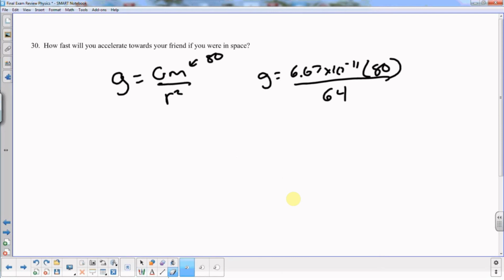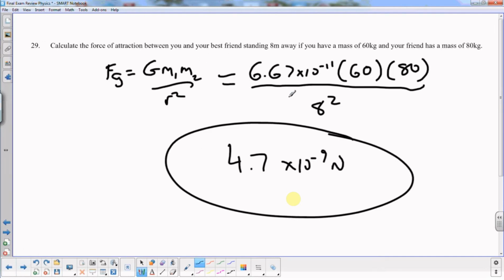Let's try that again. 8.3 times 10 to the negative 11. Just want to make sure of one thing. This 6.67 times 10 to the negative 11 times 60. Yep. So that's all good. Okay. So I'll put a circle around this guy.